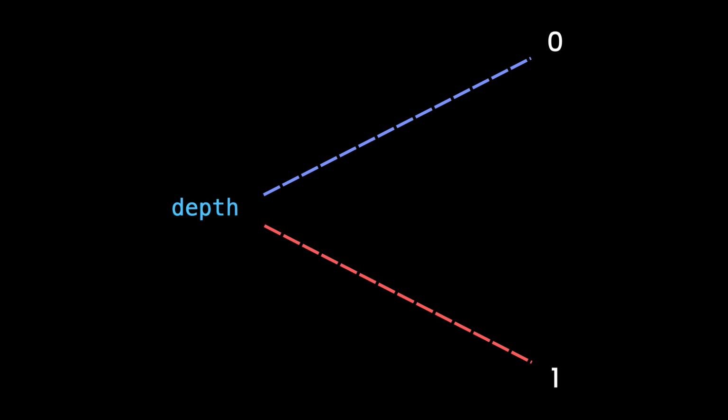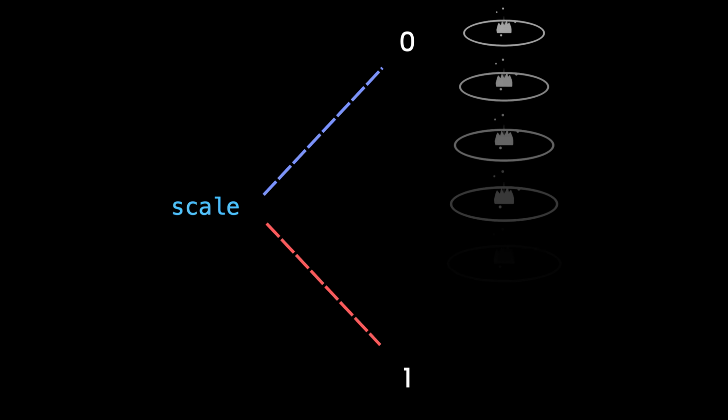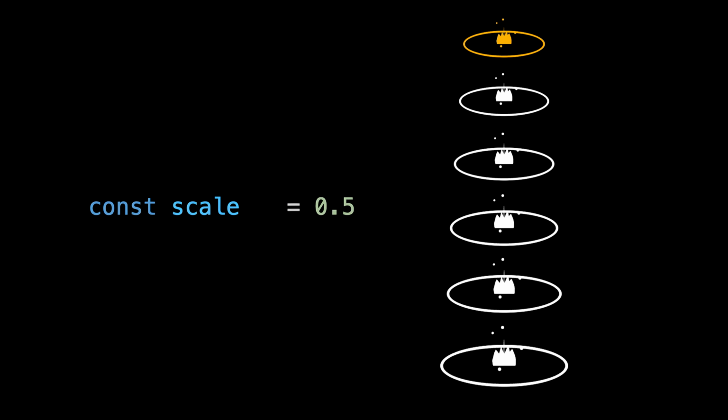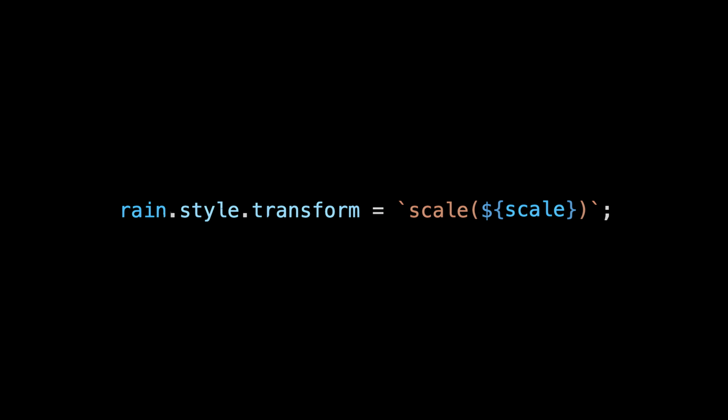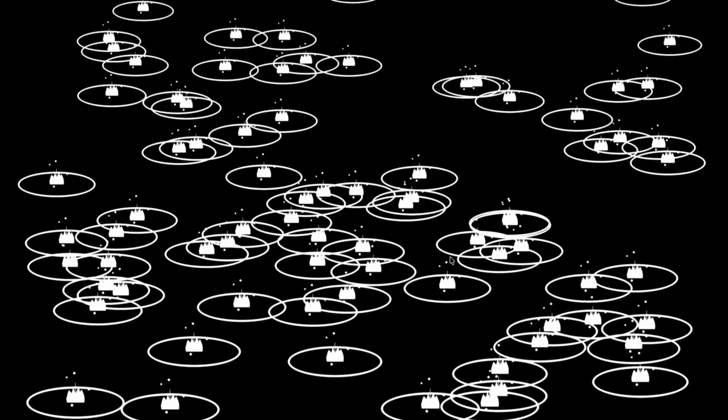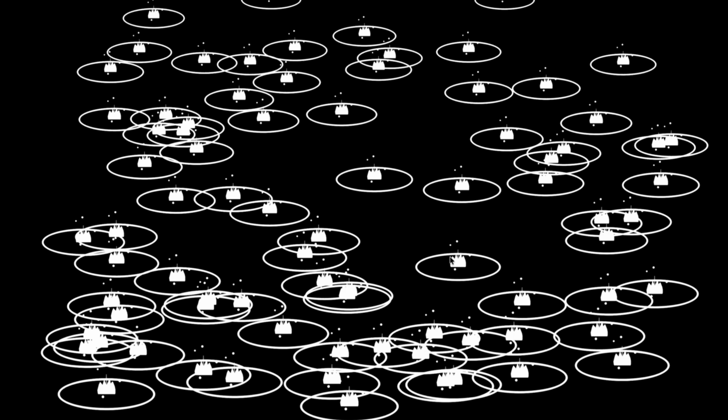Using this depth, we can scale each rain element accordingly. We start with a minimum scale of 0.5, and as the depth increases, the rain scales up. Finally, we apply this scale to the rain element. Now we can see the scaling based on the depth.